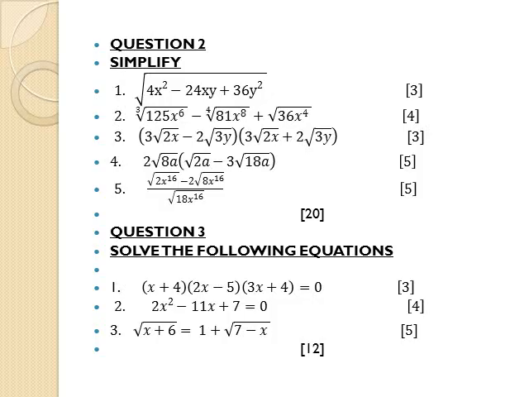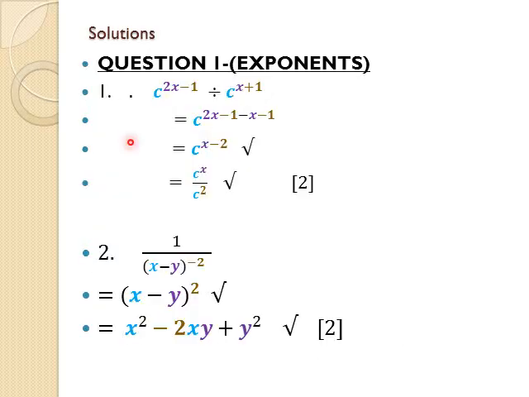Right, I'm now going to do the solutions. If we look at question 1, my base is c, and I'm dividing. When I divide, the second law states that I have to subtract the exponents. So that becomes 2x minus 1 minus (x minus 1), multiplying with the negative. From there, 2x minus x would give me x, minus 1 plus 1... minus 1 would give me negative 2. I get 1 mark for that.